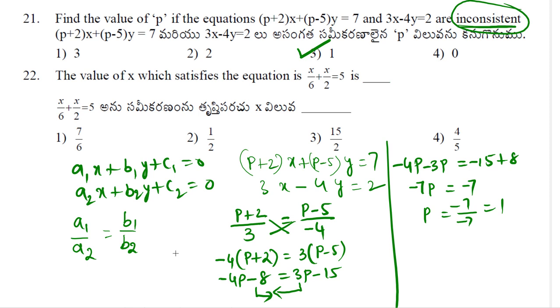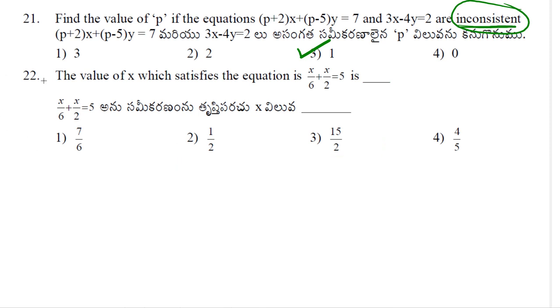Now let us go to question number 22. The value of x which satisfies the equation is, this is a print mistake, x by 6 plus x by 2 equal to 5 is dash. So x by 6 plus x by 2 equal to 5. This is what we have. We need to solve this for x. To solve this for x, let us multiply this second part by 3 and divide by 3 so that the denominators will be equal.